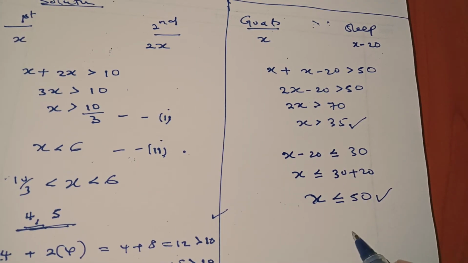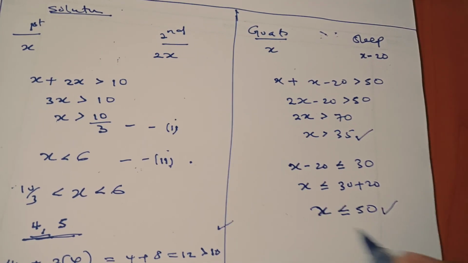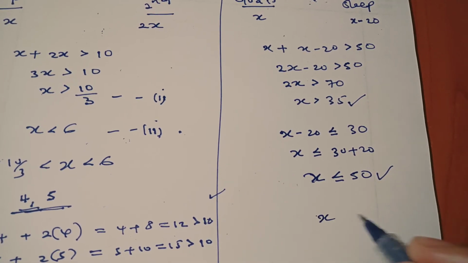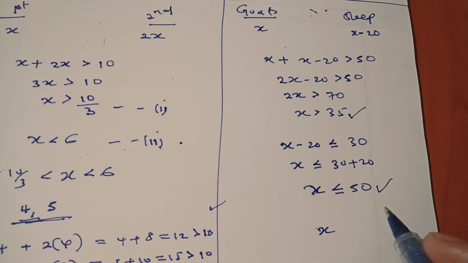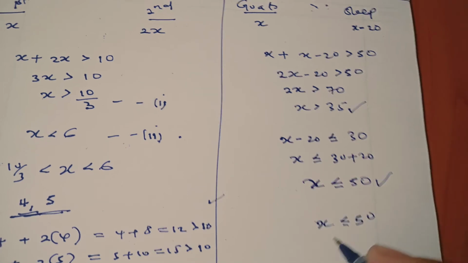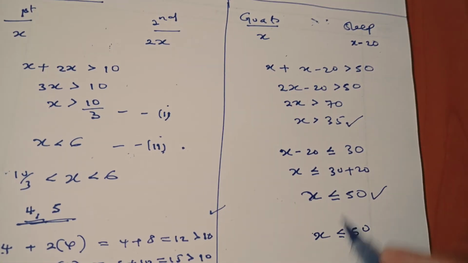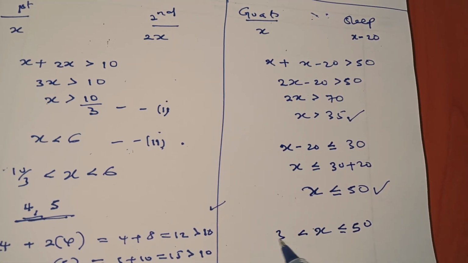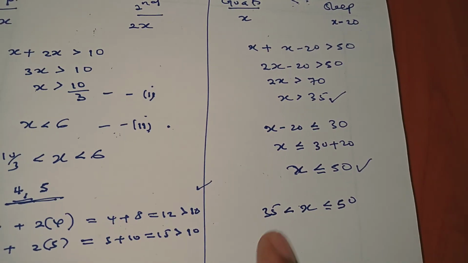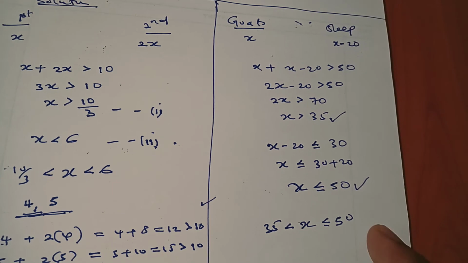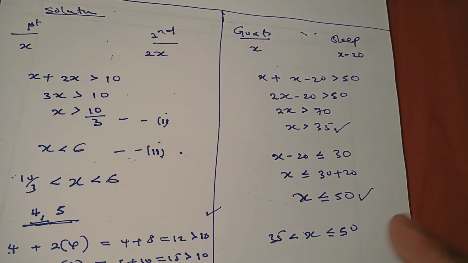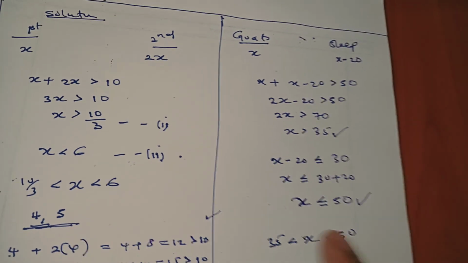So if you write this statement now as a compound statement, we will sandwich x between 35 and 50, and this is how I prefer to write it. So we have x less than or equal to 50, and x should be bigger than 35. So you find that the number of goats should be between 35 and 50, beyond which that cannot work.